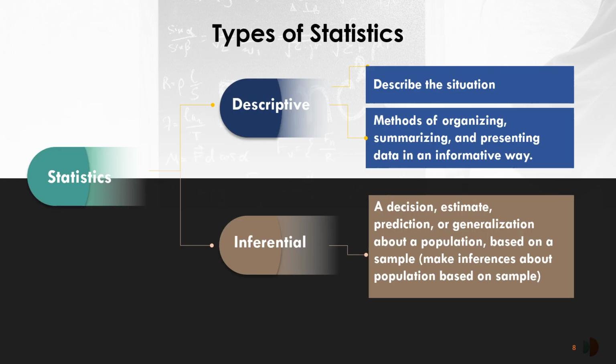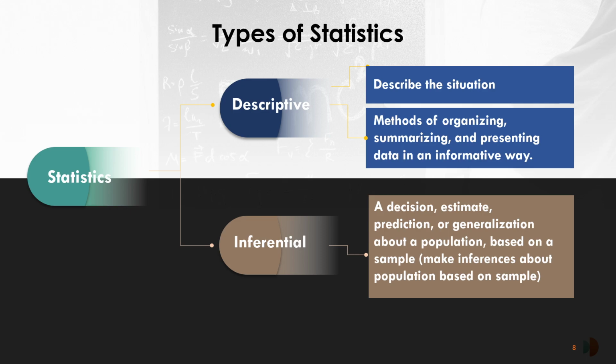In terms of statistics, we have two types, which are descriptive and inferential. The key term for descriptive is describe, to describe the situation. Suppose we have data, we organize the data, we summarize the data, and then we present the data in an informative way. For example, we do graphical presentations, and so on.